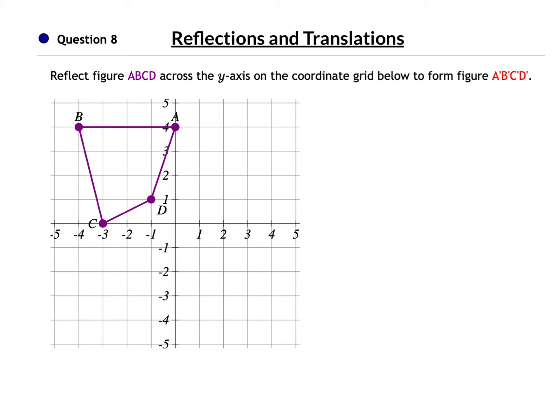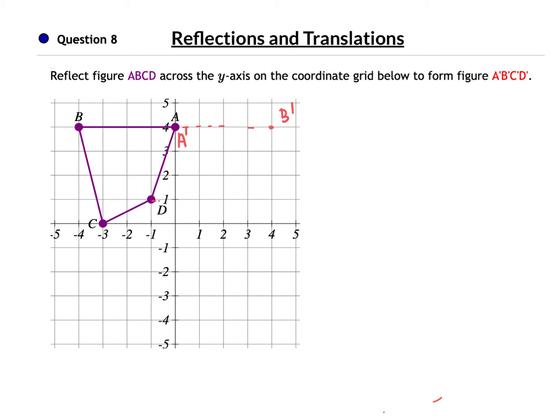Question 8. This time we're going to reflect across the y-axis. A is on the y-axis. There's no distance between it and the y-axis. It's going to be the same point. A and A prime are the same. B is 4 units away from the y-axis. So you go 4 units on the other side, and that will be B prime.